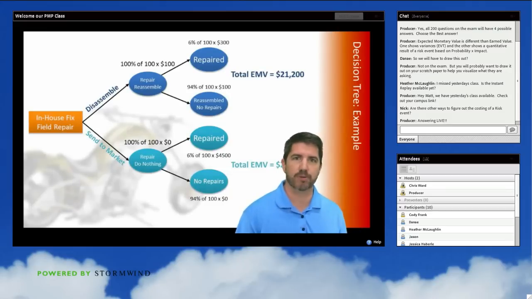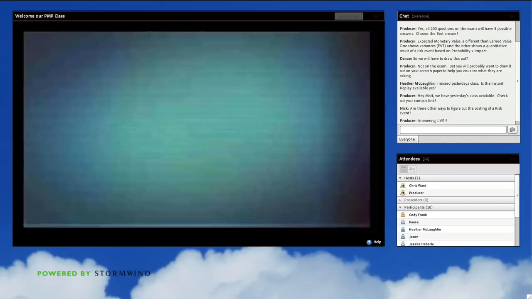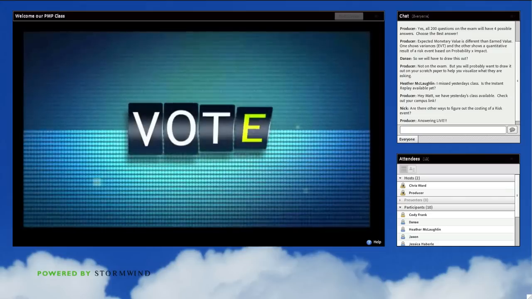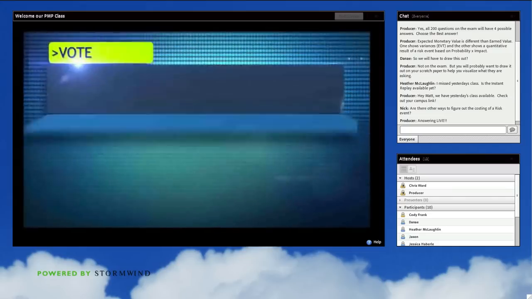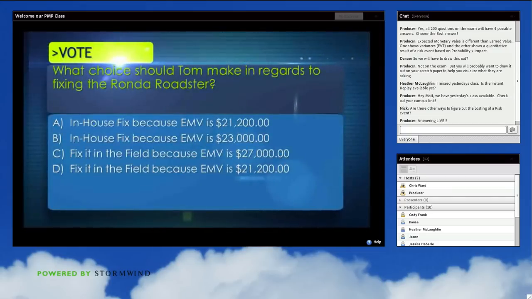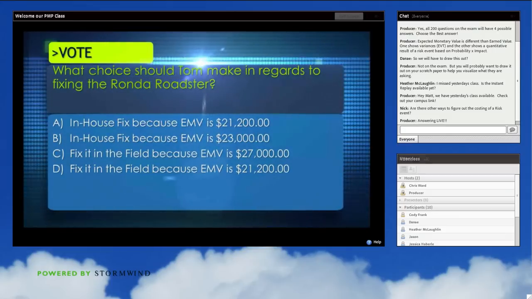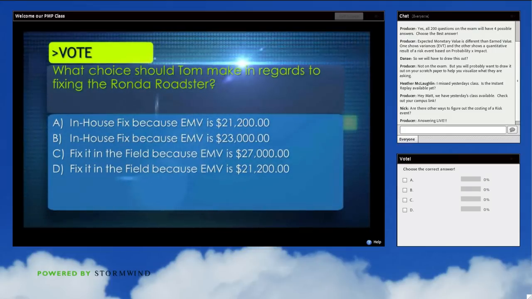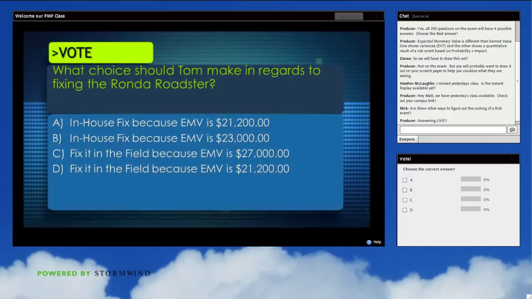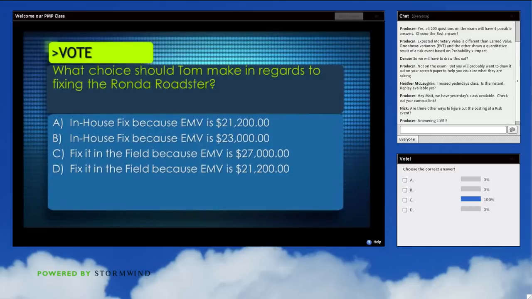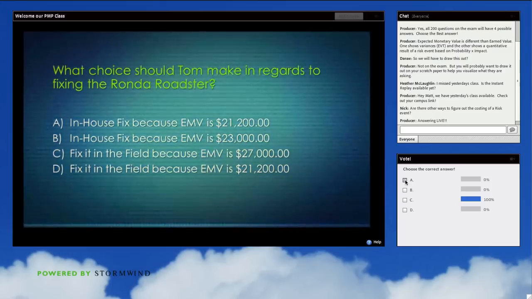Well, check out this, folks. It's your chance now to take a chance and answer a question just like you will in the actual environment. So go ahead. I'm opening up the polls here. Now you are going to want to answer according to the bottom there. Is it A, in-house fix because EMV is 21.2, B, in-house fix because EMV is 23, C, fix it in the field because EMV is 27, or D, fix it in the field because EMV is 21.2.